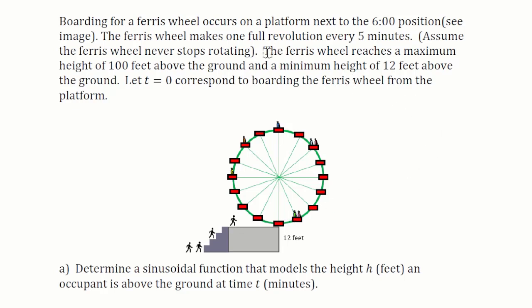And so the Ferris wheel reaches a maximum height of 100 feet above the ground, and a minimum height of 12 feet above the ground, which is right here. It's the minimum height because it's exactly 12 feet according to the picture. So the highest point is up here, 100 feet above the ground, and the lowest point is 12 feet above the ground. Now with this problem, let t equals 0 correspond to boarding the Ferris wheel from the platform.